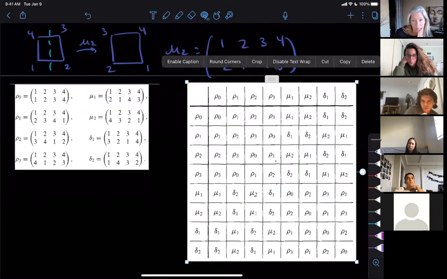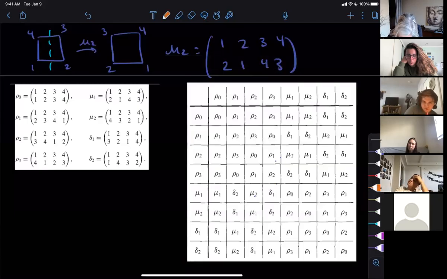Is it abelian? Let's see. So if I just pick some random, mu2 times row 3 and row 3 times mu2. Okay, already that one doesn't work. So it's not abelian. Some of it, there might be some symmetries in it, but maybe not overall.